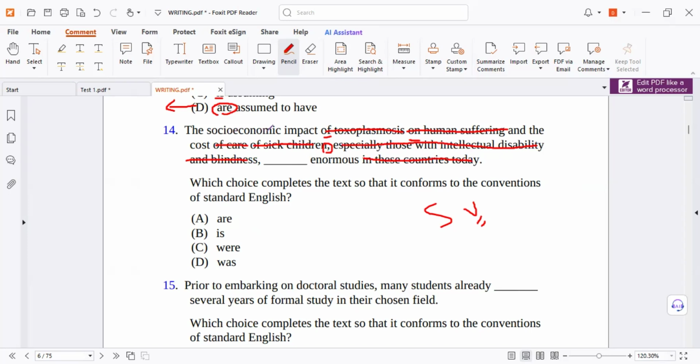The socioeconomic impact and the cost. Compound subject. Look, impact and the cost. Both of them are what? So now we have "and" and the two subjects. Are they the same? Do both of them refer to one thing? No, to different things, impact and cost. So we need plural. So B and D are wrong, but A and C are correct.